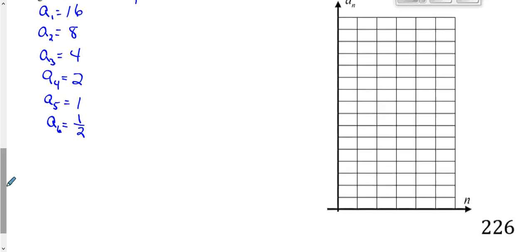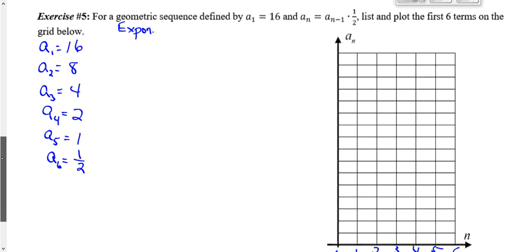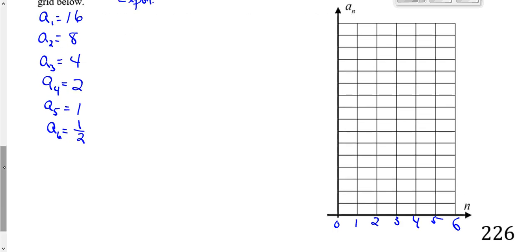So n on the bottom, right? So 0, 1, 2, 3, 4, 5, 6. How high do we need to go? Up to 16. How many lines would we need? 1, 2, 3, 4, 5, 6, 7, 8, 9, 10, 12, 13, 14, 15. Yeah, we can do them all.